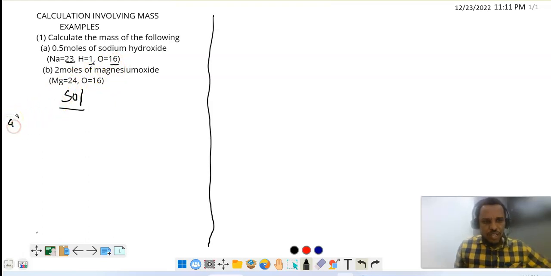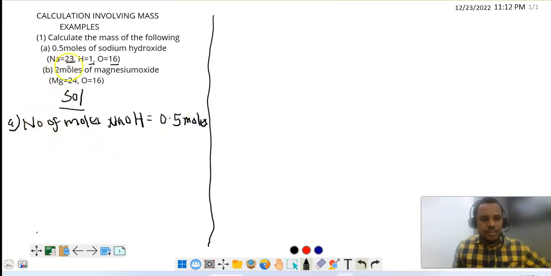So we start with A. We have the number of moles of sodium hydroxide. What is the number of moles of sodium hydroxide? We have 0.5 moles.